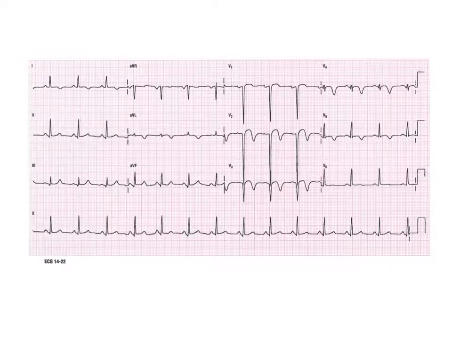Okay, last one in this second set of cases for RPM-ABC. In terms of rate, we have 300, 150, 100, 75, so it's in the 80s. We have a P wave that looks normal in 1, 2, 3, AVL, AVF. It's flipping in AVR, so it's a sinus P wave. The PR interval is not too long. The QRS is not too long. The QT is not too long.